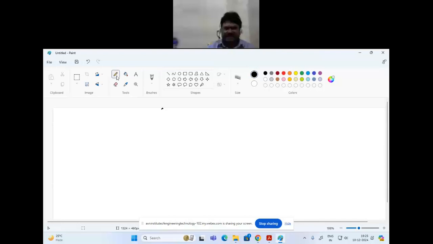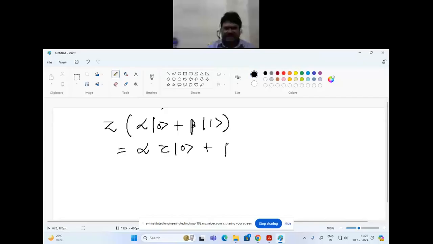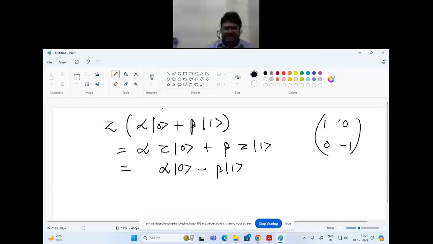Okay. Now the Z gate, same thing. We'll take an example. Immediately we'll compute. Now Z of say alpha into the 0 state plus beta into the 1 state is equal to alpha Z of 0 plus beta Z of 1. So the scalars come out and this operates on 0. What is 0? This is 1, 0. This is 0, 1. And what matrix is there? We have 1, 0, 0, minus 1. So this matrix operates and ultimately we get alpha |0> minus beta |1>, after the multiplication.